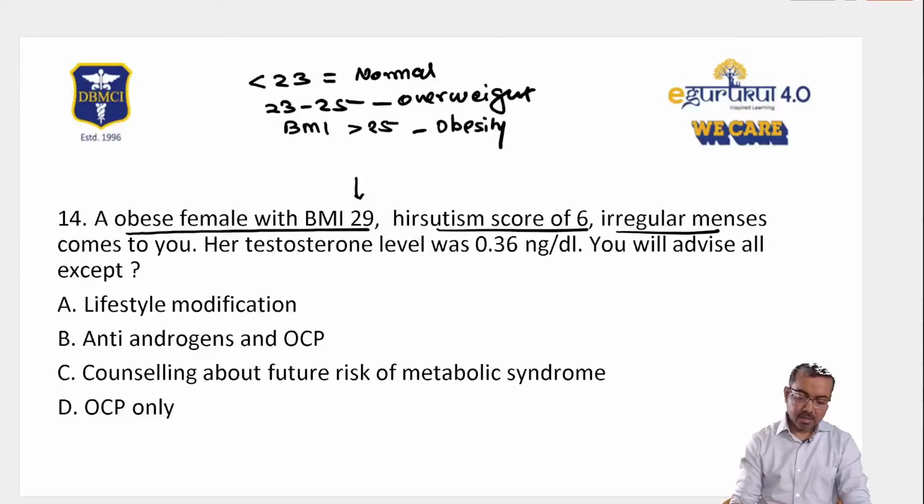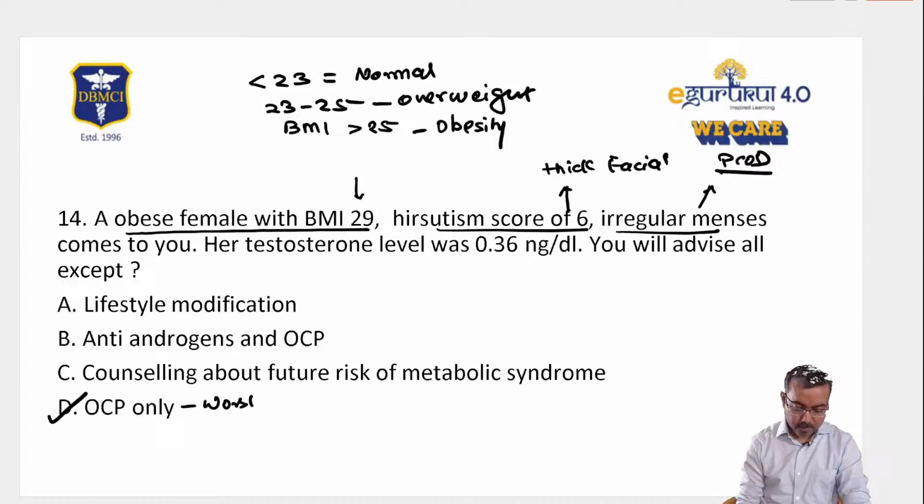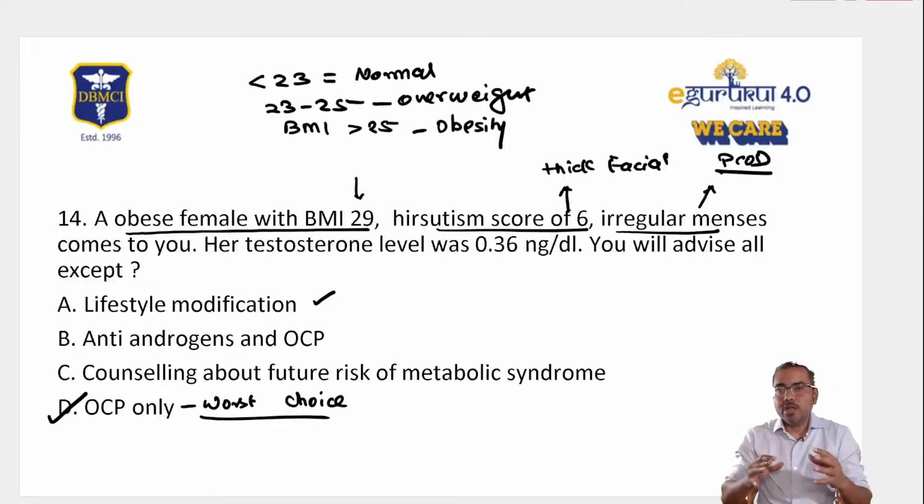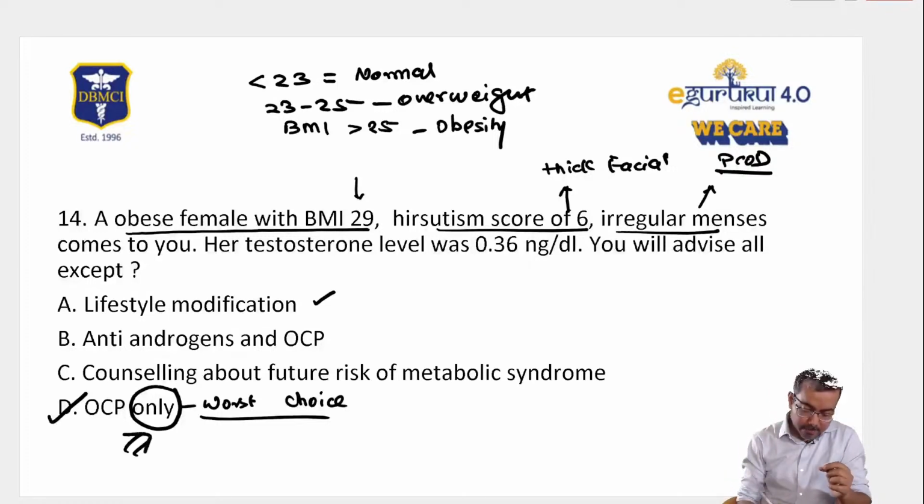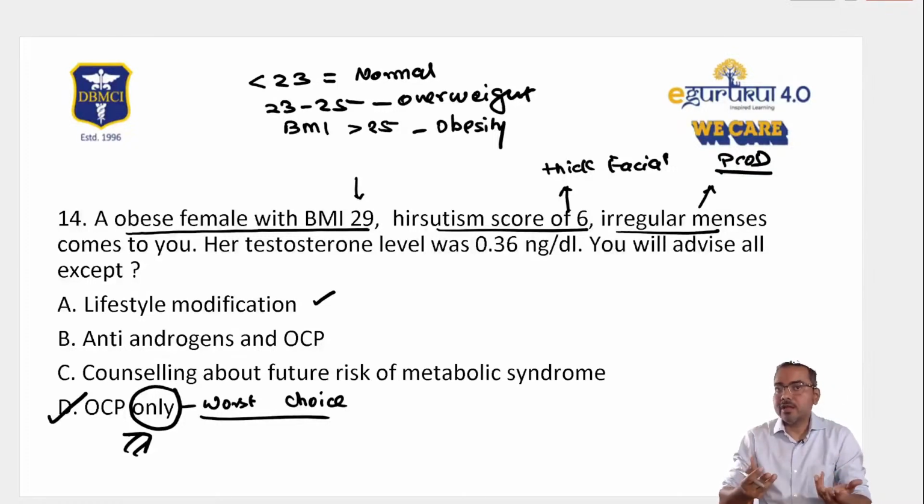Obviously, it's obese. Hirsutism score means it's going to be hirsutism with thick facial hairs, along with irregular menses. So obviously, this is polycystic ovary disease. You will advise all except. Now, OC pill only is the worst choice, because once you give only medicines without telling her anything about lifestyle, it's a weirdly worded question. It's not a very good question, but I had to put it because it was actually asked. So when you say only, that means you're not doing anything else, right?